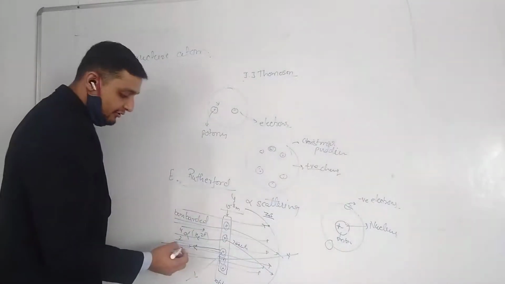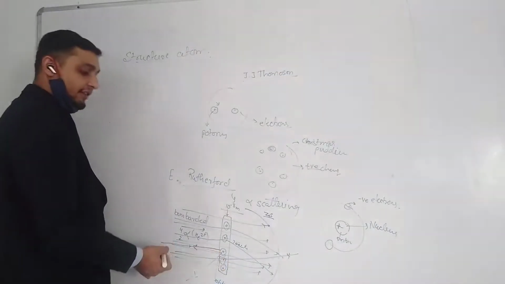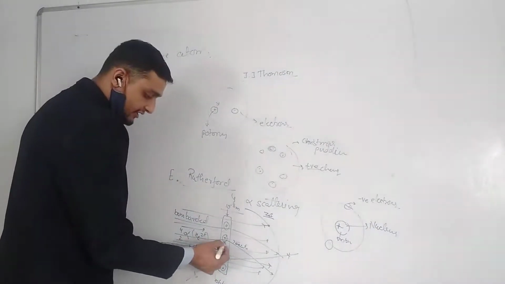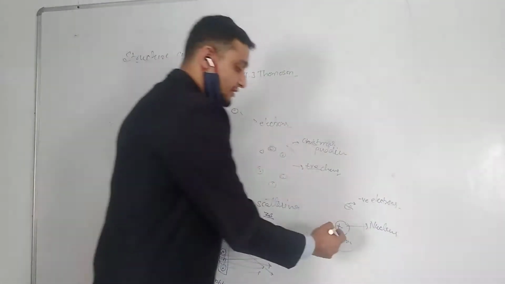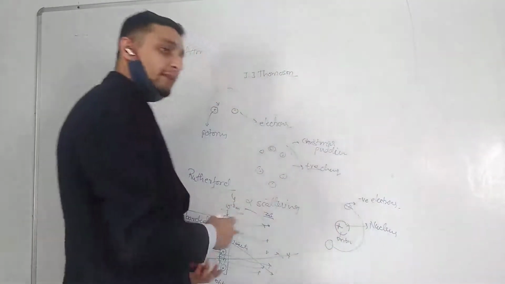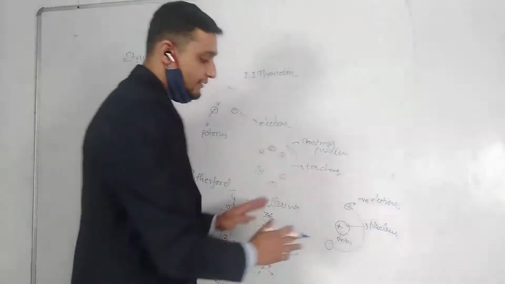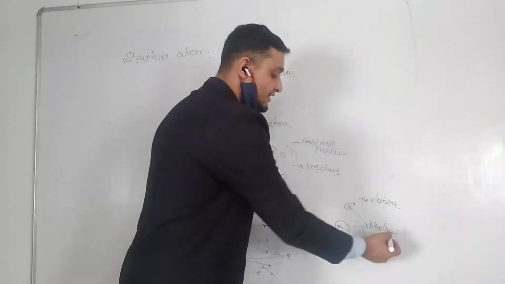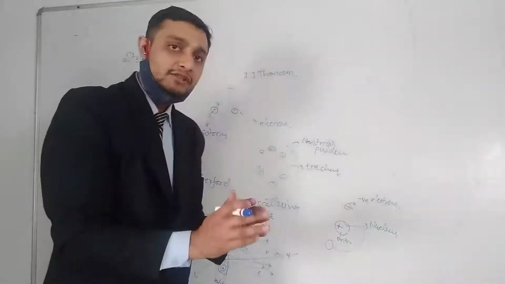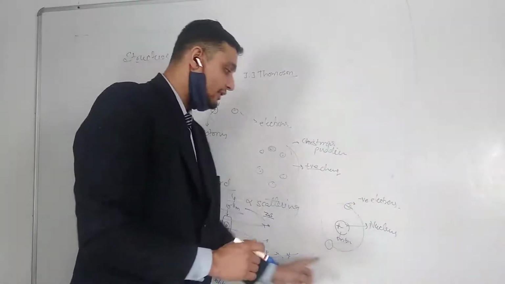And the last thing he observed, from the large deflection and the straight passage, was that there is something in between which has very high mass and a positive charge, due to which particles are deflected by a large angle. And hence he concluded that the atom structure will look like this, that something is in between, that is called the nucleus, that consists of all the mass of the atom and positive charge, and the remaining part of the atom will consist of electrons.